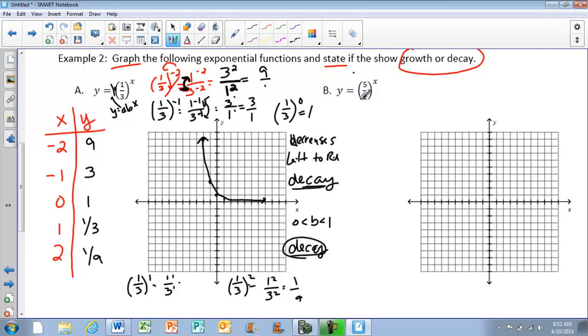Alright, looking at the next example, y equals (5/2)^x. Let me make my table.